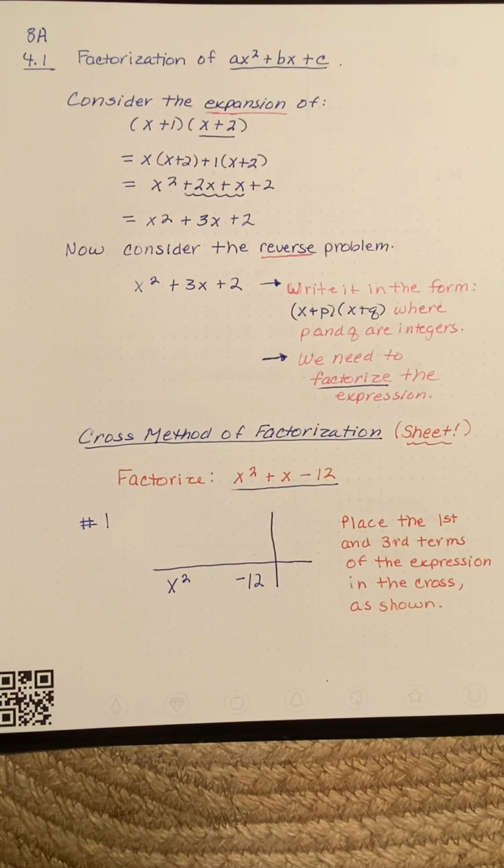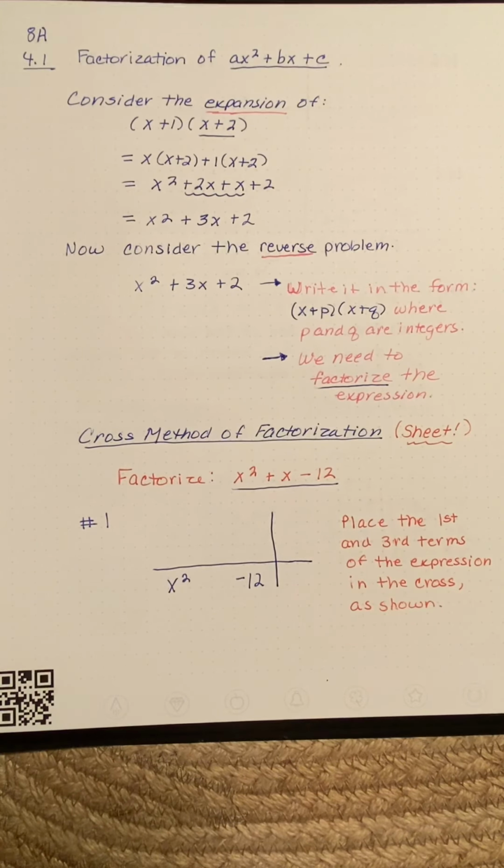Good morning, algebra students. Today we're going to begin lesson 4.1. If you'd open your textbooks to that page, it's called the factorization of expressions in the form of ax squared plus bx plus c. So you'd have three constants. The first two are connected with a variable, and the first variable is squared.